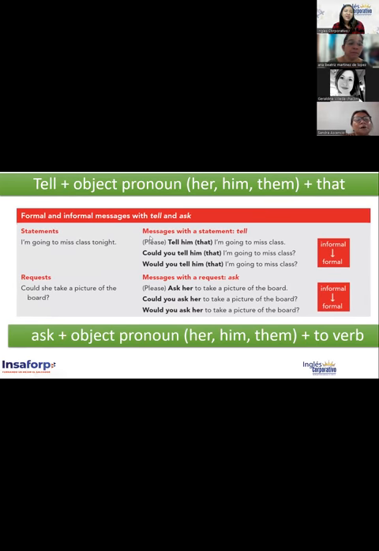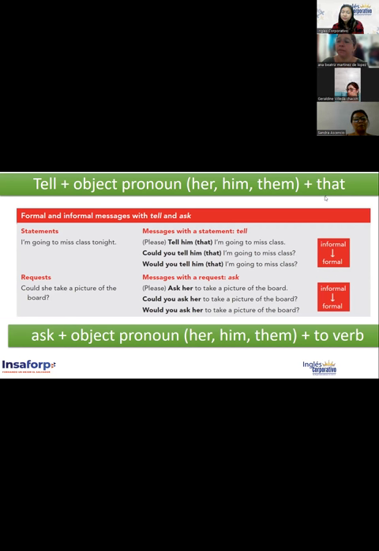Okay, we use tell. This is the formula or the structure: tell plus the object pronoun or a name. Tell Maria, tell Pedro, or tell her, tell him, or tell them. You can use tell plus the name of the person or people, or an object pronoun: her, him, them.